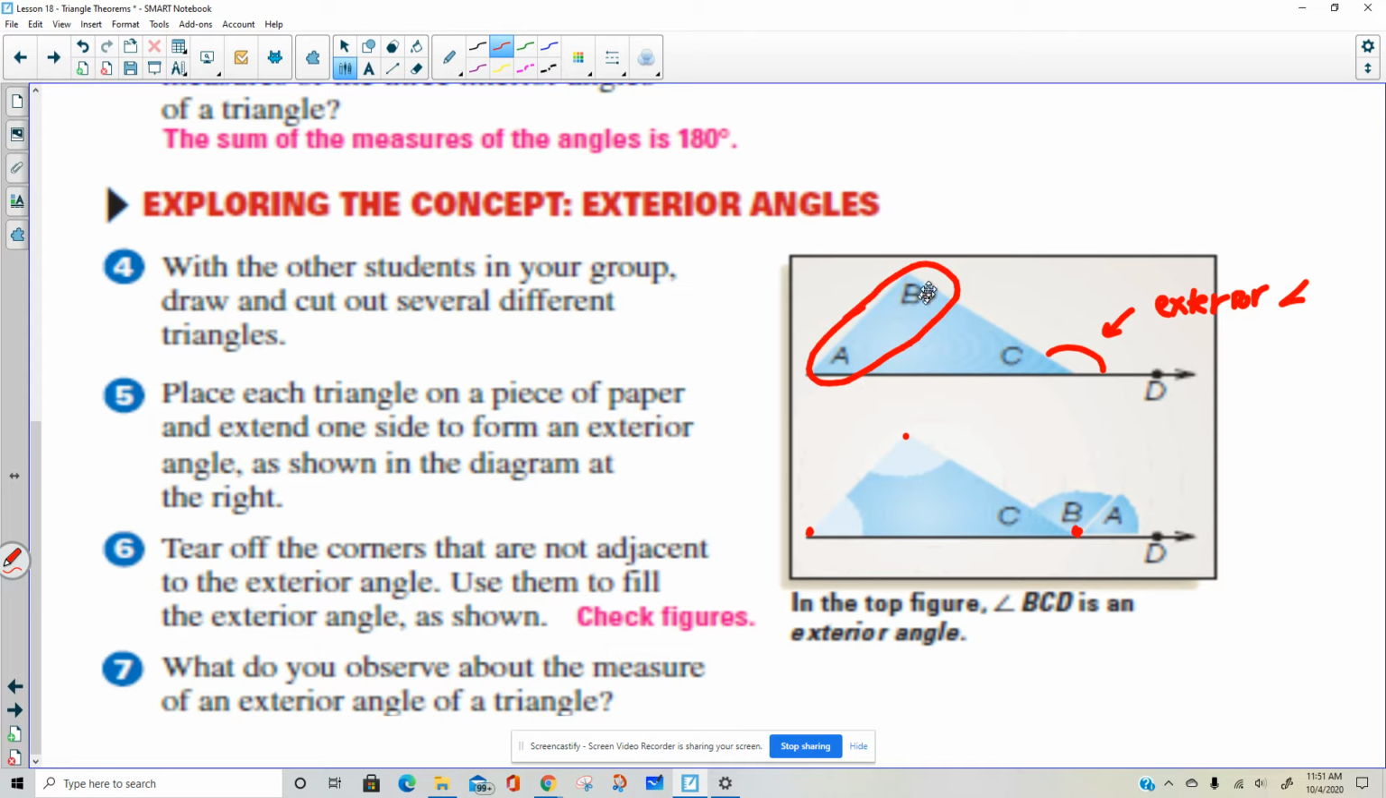We have three interior angles. A and B are called the remote interior angles. Why? Because remote means away from. So they're the two that are far from the exterior angle. So the sum of the remote interior angles is the same as the exterior angle.